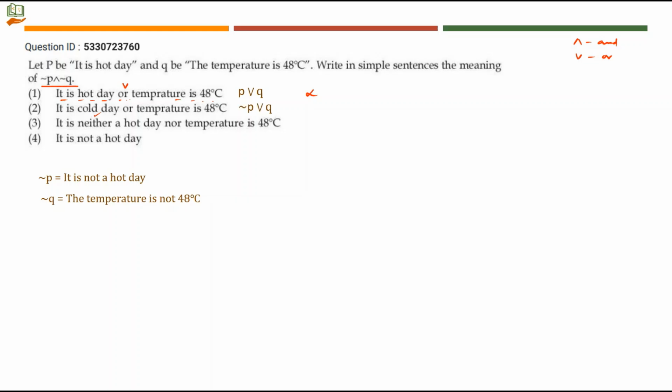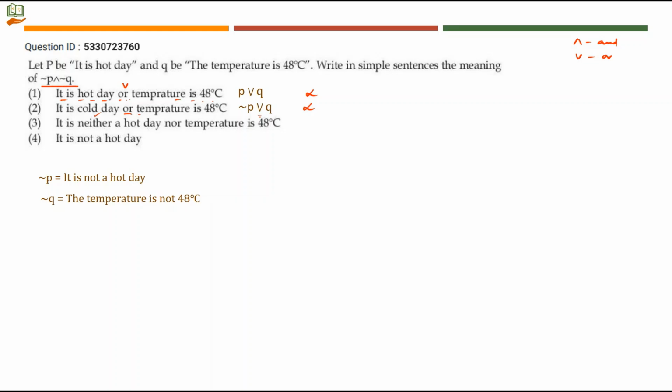So this is like negation of P and Q are involved, and since R is there, we are using the R symbol here. This is also not equating to the question expression, so we are ruling it out. What about the third one? It is neither a hot day nor the temperature is 48 degrees Celsius.